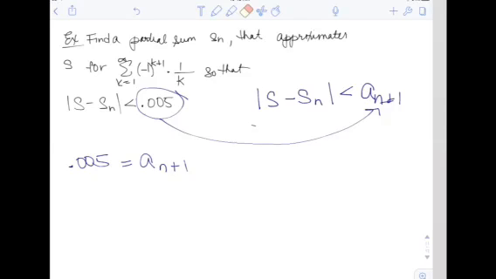Now, what is your a sub n? That is 1 over k. So we're setting 1 over k plus 1 because it's the k plus first term. Think about that for a second. It's the k plus first term because it's n plus 1. So instead of just using 1 over k, I'm using 1 over k plus 1 is equal to 0.005, and we're just going to solve this for the value of k, or the value of n. We could have used n alternatively.